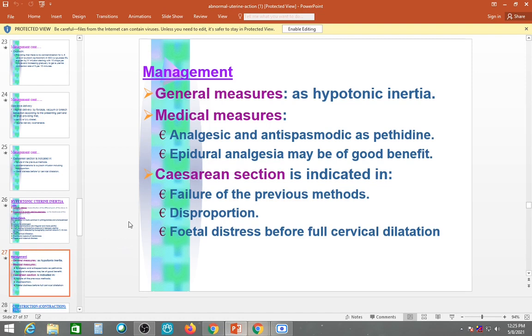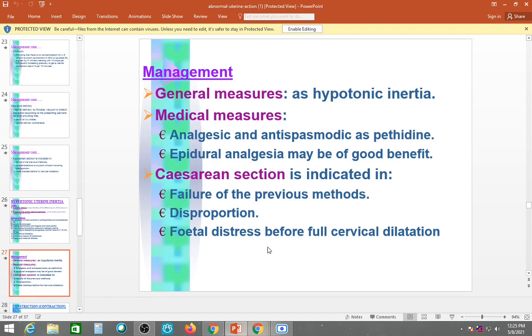Then for the mother, if it is so severe, there will be chances of what? There is a chance of rupture of the lower uterus because of the strong contractions. So what happens? Cesarean section is indicated in case of what? When there is failure of the previous methods. Failure of analgesic, no improvement like dilation of the cervix and all, then they will do cesarean section. Also if fetal distress is present, especially if there is compromise for the fetus, they will do CS.